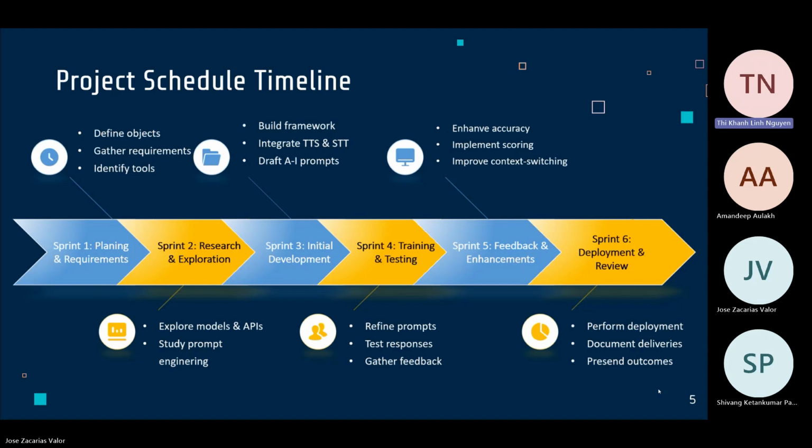In the fifth sprint, about feedback and enhancements, we enhance accuracy, implement scoring, and improve context switching. In the sixth sprint, for deployment and review, we perform deployment, document deliverables, and present outcomes.